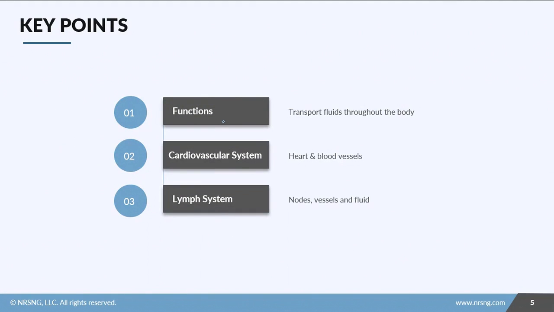Okay, so let's recap. The function of the circulatory system is literally to transport fluids throughout the body. The cardiovascular system involves the heart and blood vessels, and we're going to be circulating blood. And with the lymph system, we're talking about part of the immune process. So this is the nodes, the vessels, and the fluid, and these are going to contain your white blood cells, and it's going to help to fight off those foreign invaders.